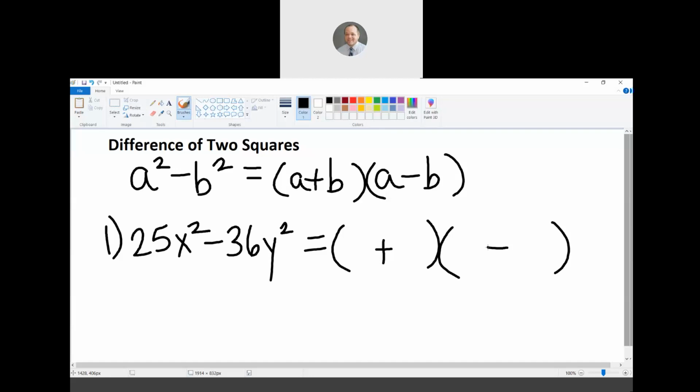What goes in the first two spots is the square root of 25. That's 5x and 5x. And what goes in the last two spots is the square root of 36, and that is 6y and 6y. And that's all there is to it. Let's look at another problem.